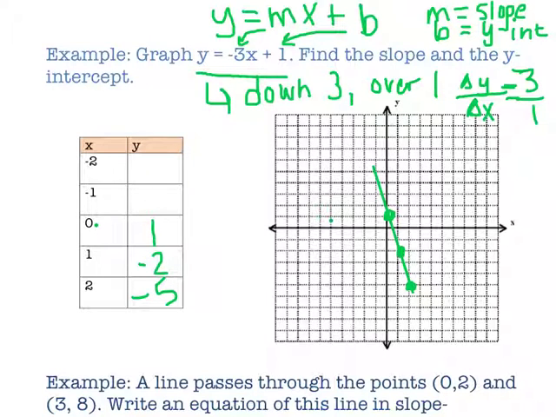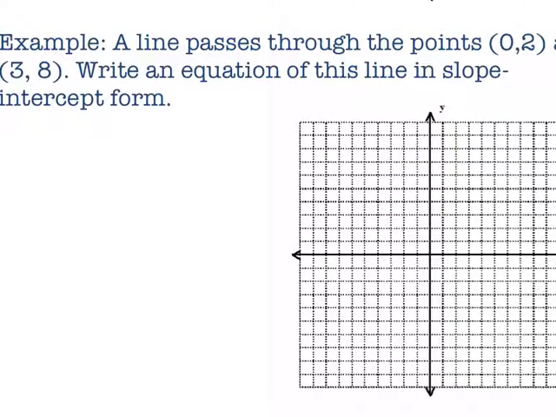So let's talk about, and this is below on your notes, how we can use all of that to actually write an equation of the line. If I gave you 2 points, we can graph those 2 points and figure out what the equation of the line should be. So here I have that a line passes through the points (0, 2) and (3, 8). And we want to use those 2 points to write an equation in slope-intercept form.